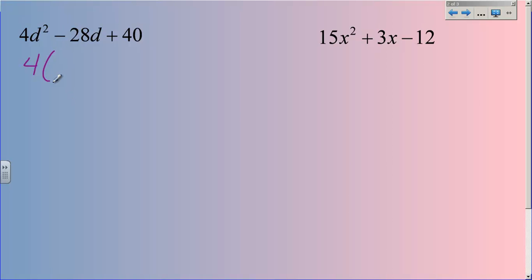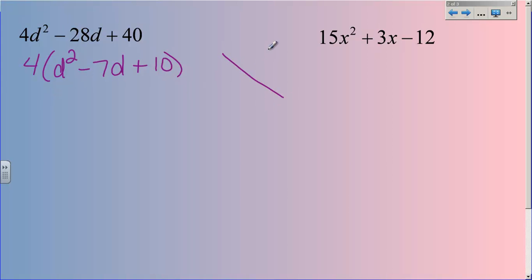So if I factor out the 4, what is left is d squared minus 7d plus 10. I just removed the 4 and wrote down what was left once I pulled the 4 out. Now I'm going to factor what's in parentheses, and I'm going to do it using the box method.